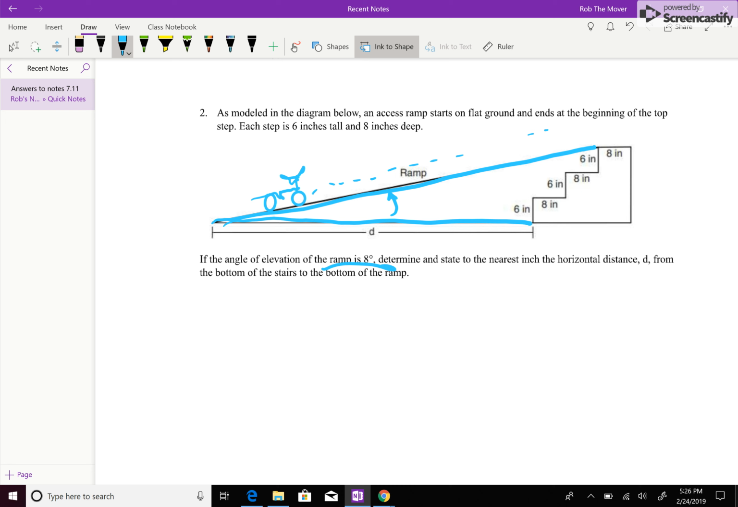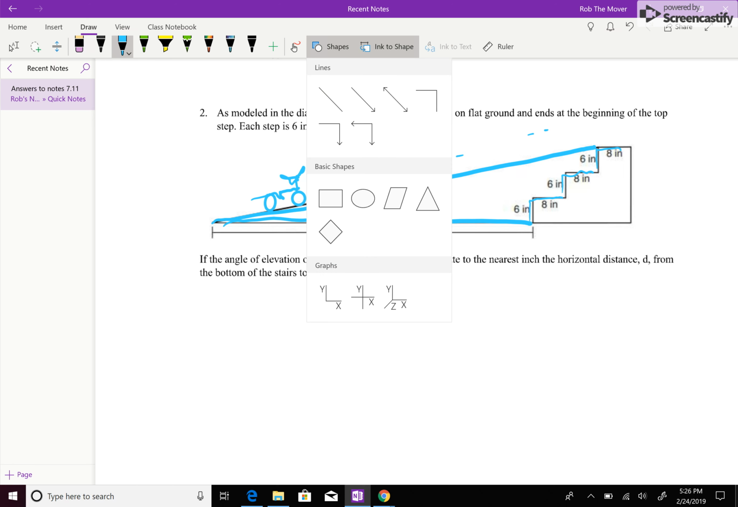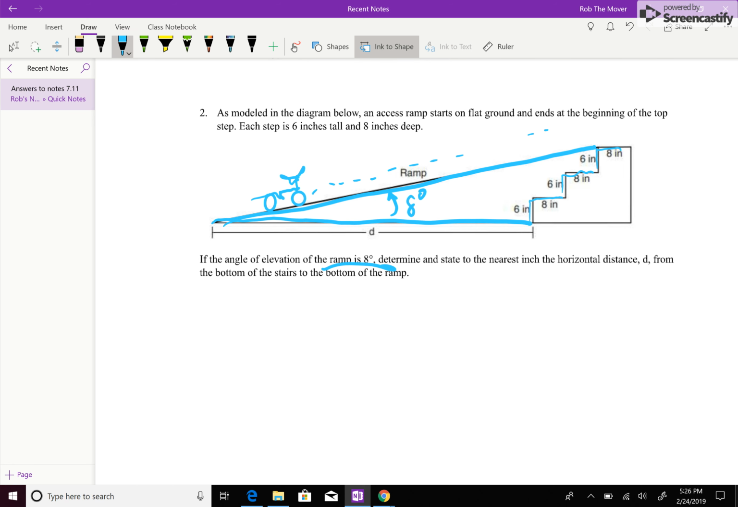Okay, so this ramp happens to have an angle of elevation of 8 degrees, so I can go ahead and label that. And I've got these stairs that go up 6 inches and then have a depth of 8 inches. Up 6, depth of 8, up 6, depth of 8. Now, we want somehow to get a triangle out of this situation. We're doing trigonometry and we're looking for D right here.